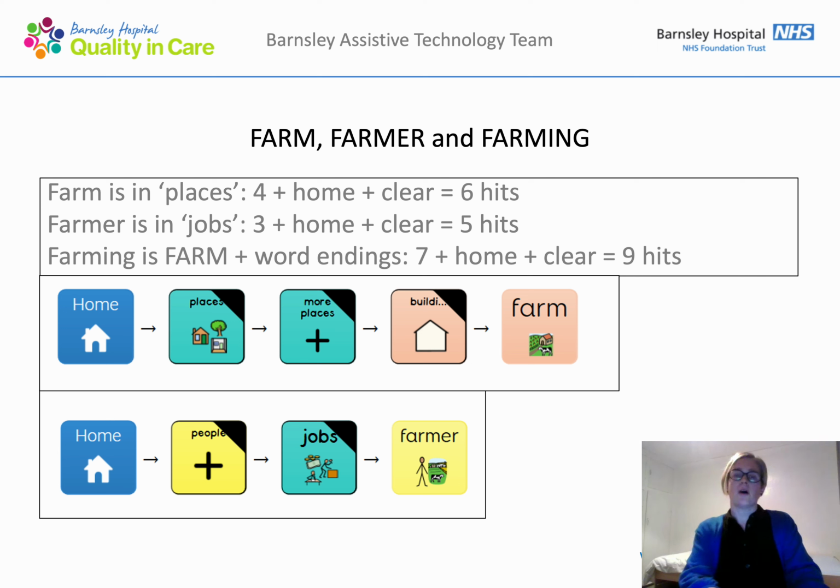If we then look at farm, farmer, or farming, you can then see that farm is in the places. This particular one, it's in more places, buildings, and then farm. So it's 4 hits, then plus home and clear. Farmer is in jobs. So again, that's 5 hits. And then farming, you actually need to go to farm and then you go to word endings and then find the ing and then home and clear. So that would be 9 hits.